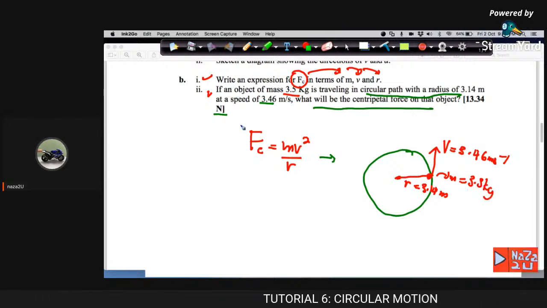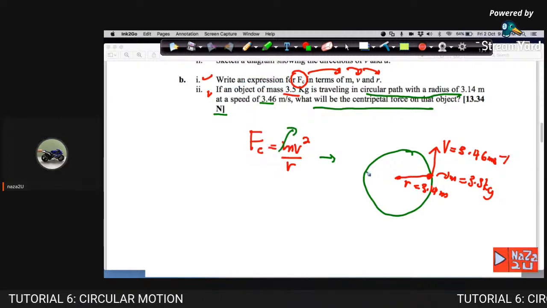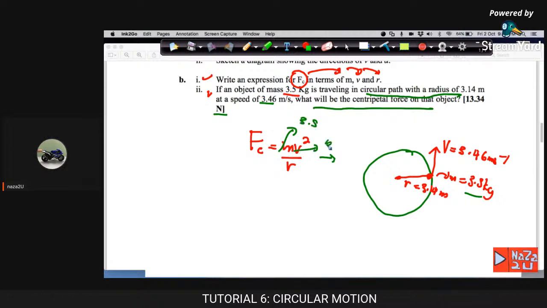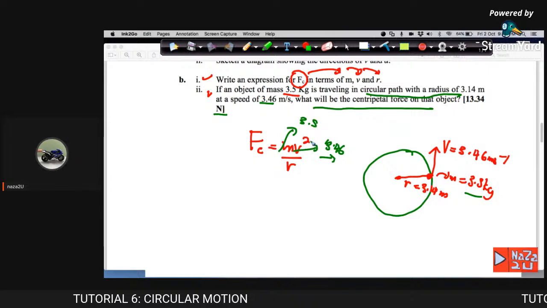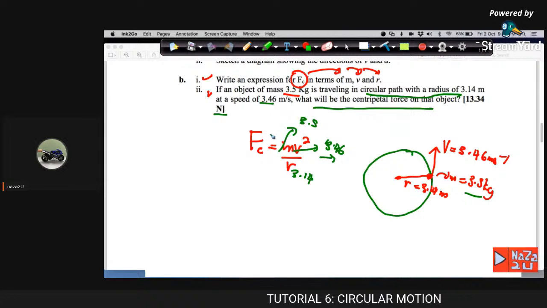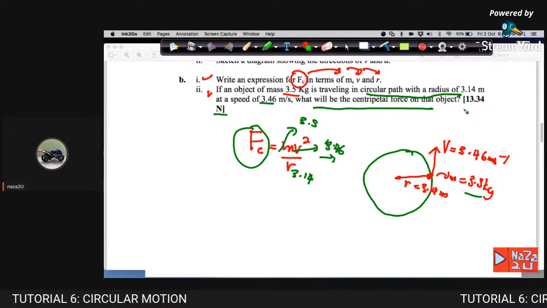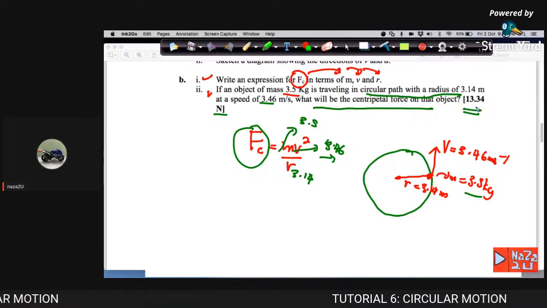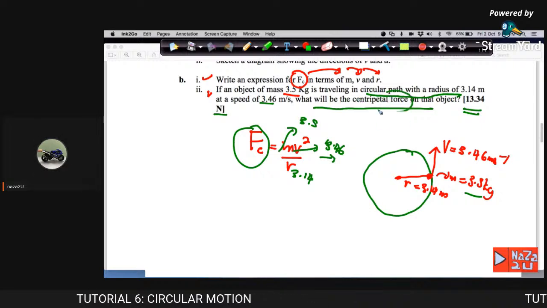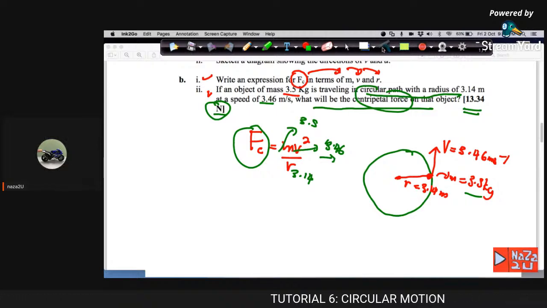So now what is the centripetal force? The mass given is 3.5. The velocity here is 3.46, but it is squared, so make sure of that. And the radius is 3.14. Straightforwardly, we can use the calculator to calculate the centripetal force. I think this is the correct answer, 13.34 Newtons, because this is a force. The centripetal force unit is the Newton. This is answer number 1B.